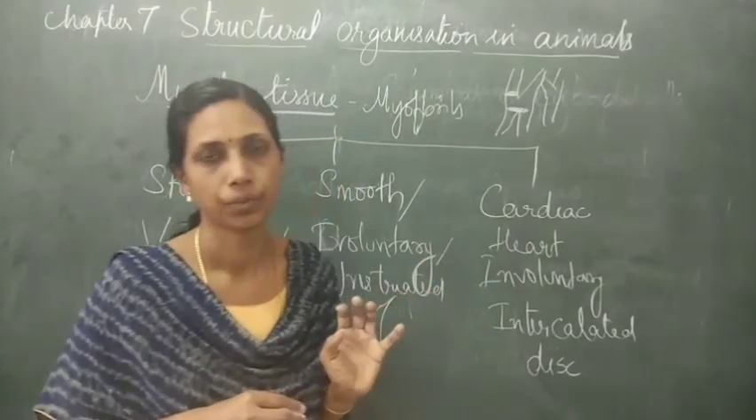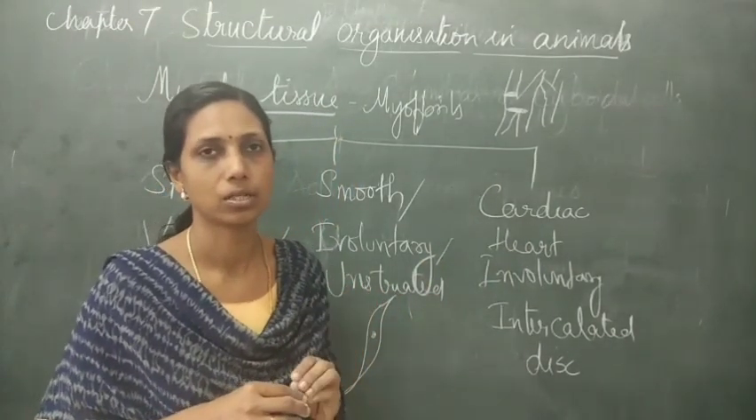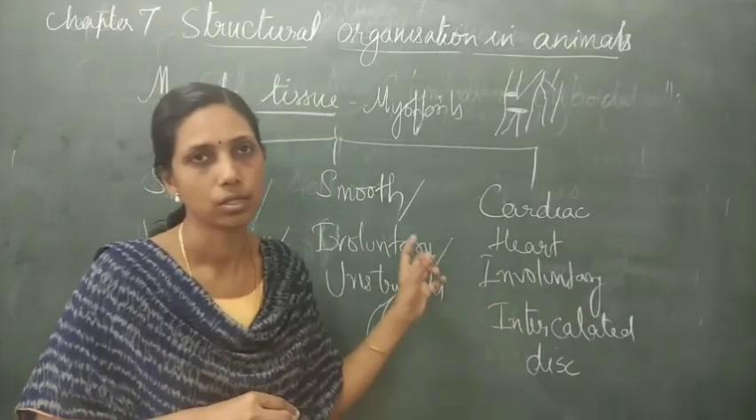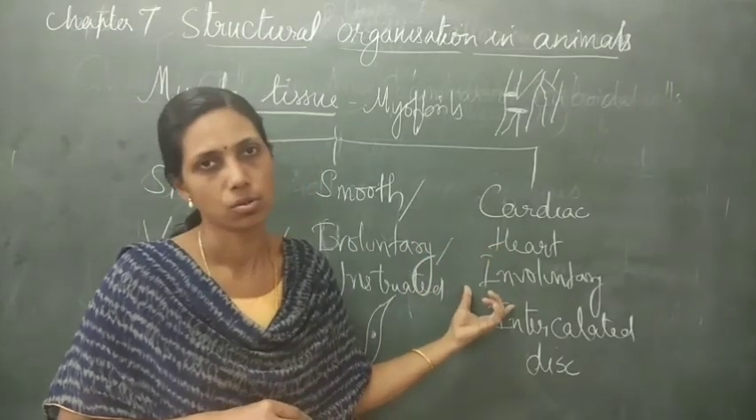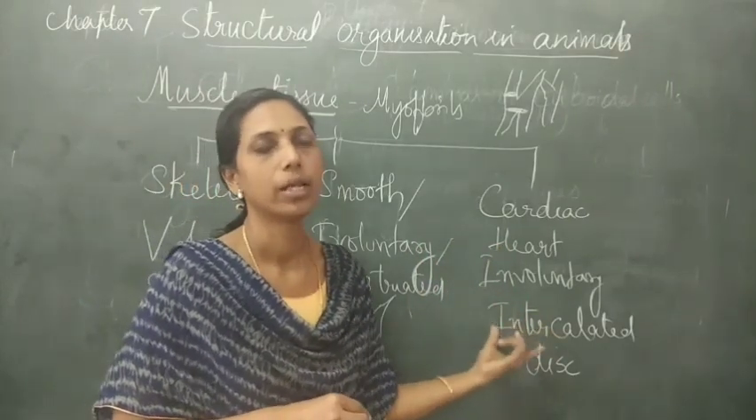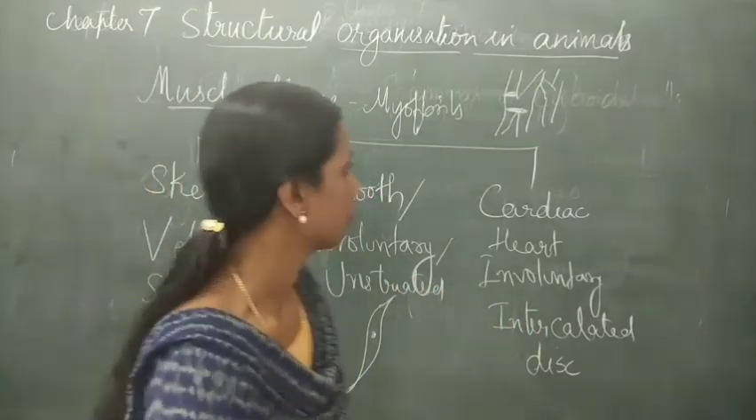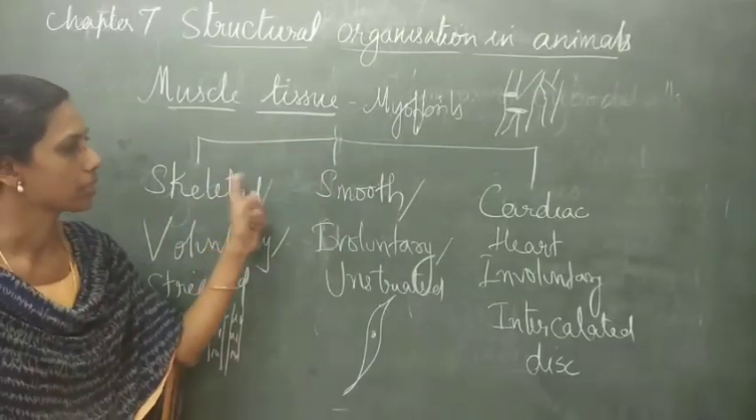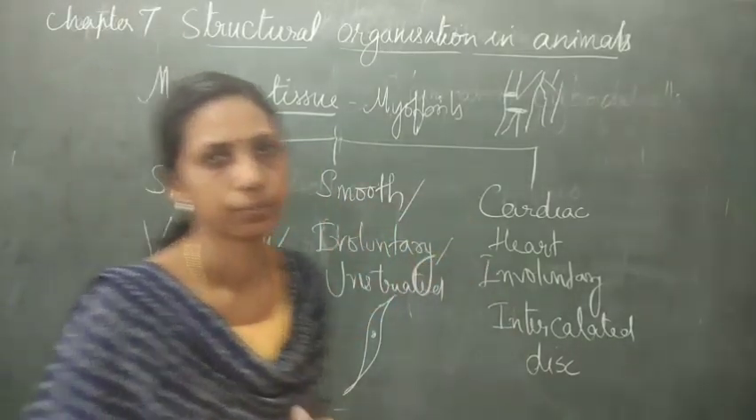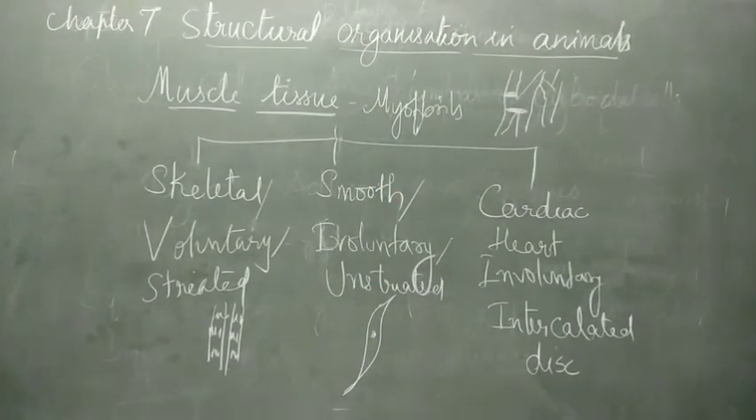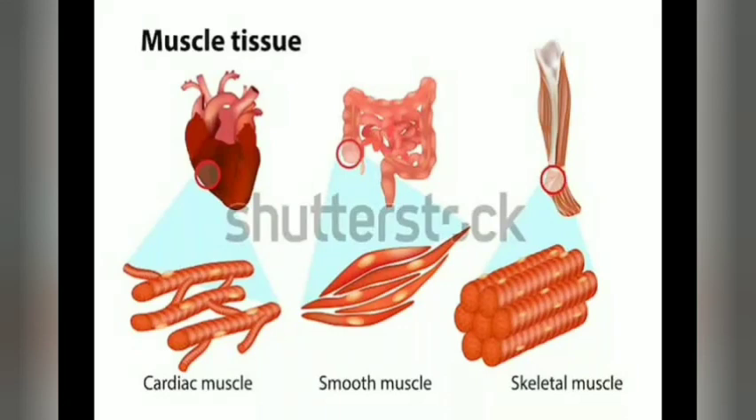They show rhythmic contraction and relaxation throughout life, and they are involuntary in action and show some striations also. So to some extent we can call them striated muscles also, with more than one nucleus. So these are the three types of muscle tissues: skeletal, smooth and cardiac. You can see cardiac muscle, smooth muscle and skeletal muscles.